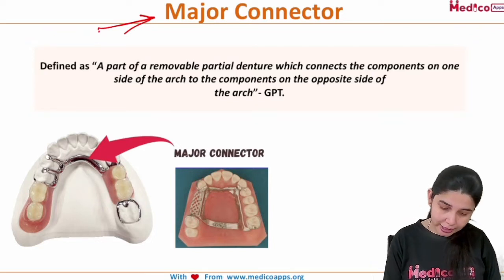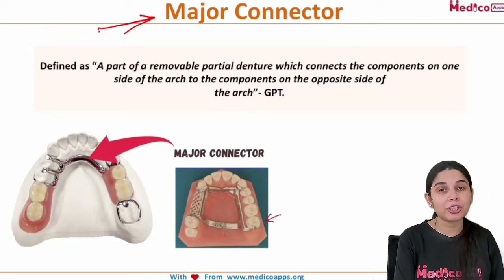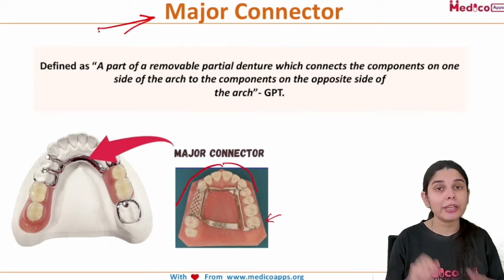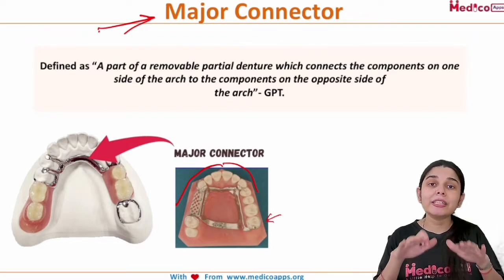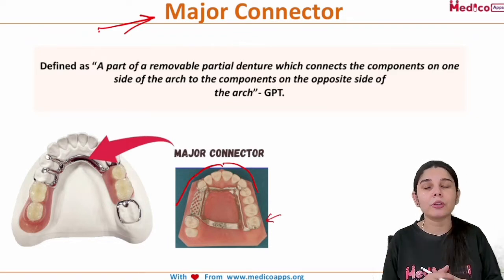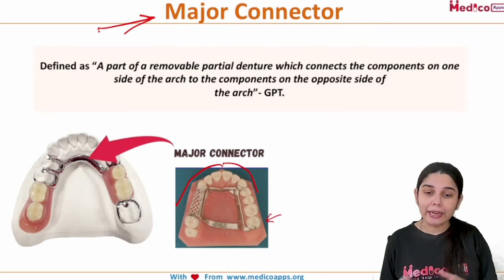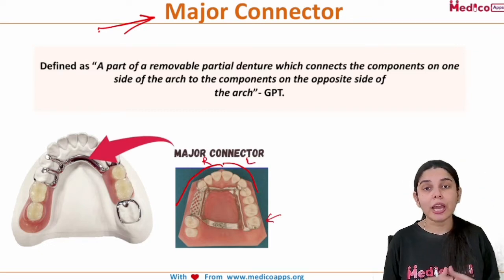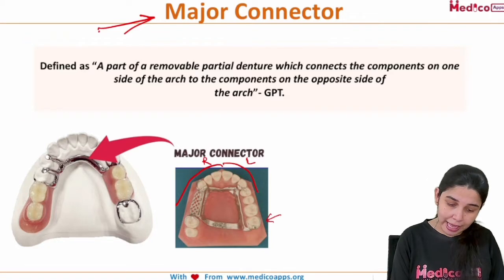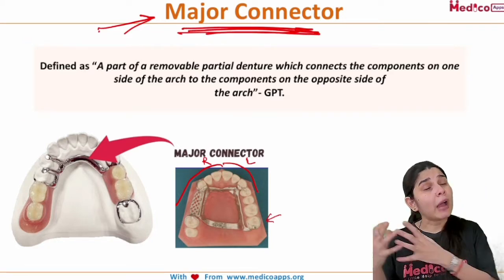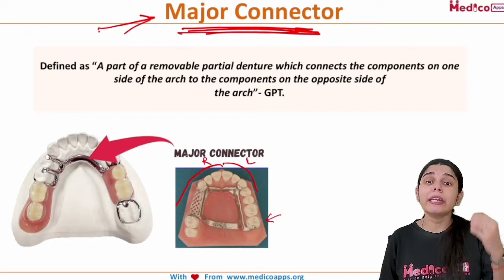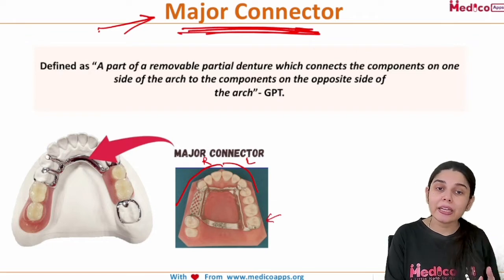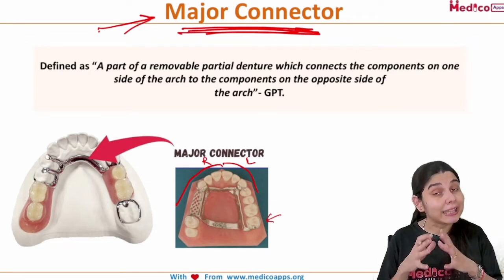As you can see in this image, if I am giving a removable partial denture to the patient, the forces should be equally distributed on the right side and the left side to provide stability and rigidity to this removable prosthesis. For that, we need to connect the right side of the arch to the left side of the arch. And how is it connected? It is connected with the help of a major connector. I also want to point out that all the other 5 components of the removable partial denture are directly or indirectly connected with the major connector.